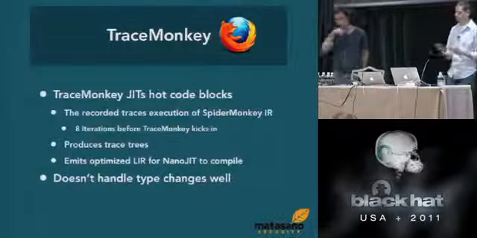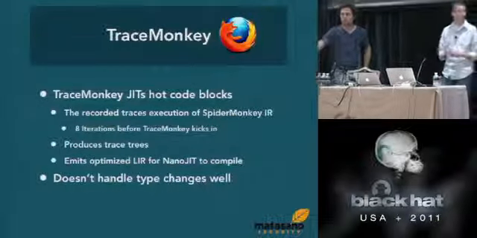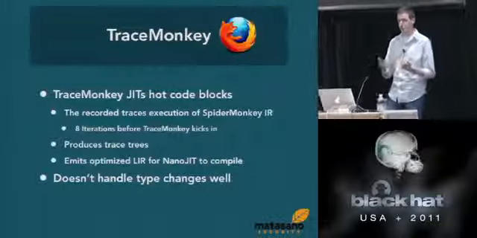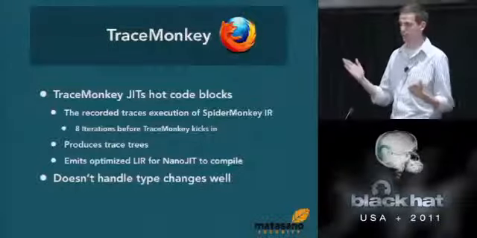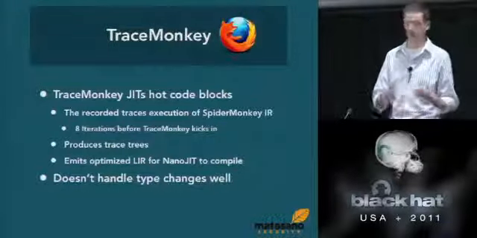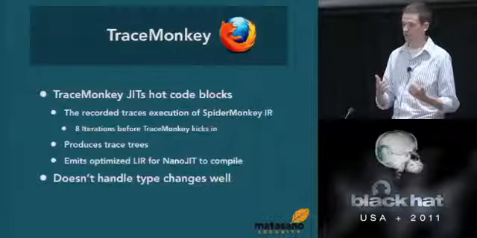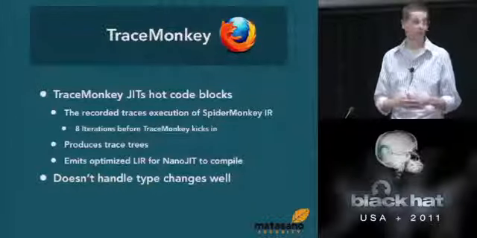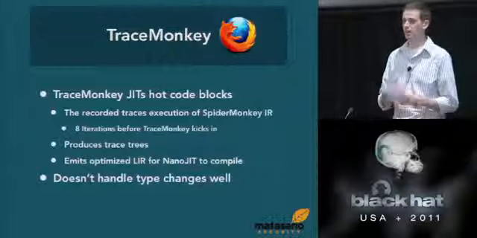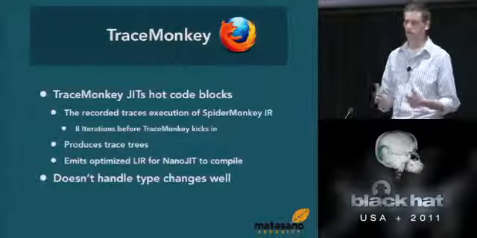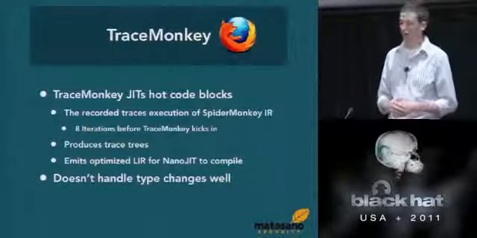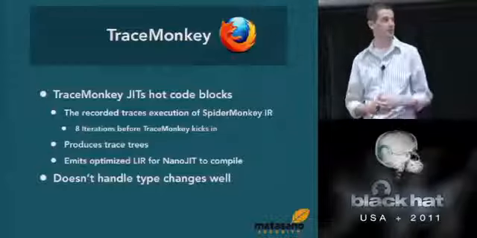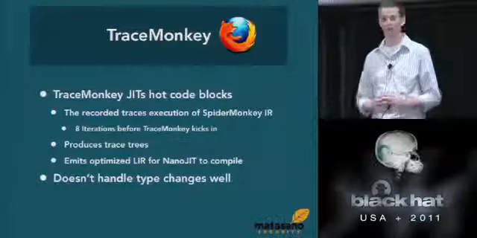TraceMonkey uses this recorder component to watch the execution of SpiderMonkey bytecode. And I believe on the 8th iteration of execution of those blocks, TraceMonkey kicks in. What it first does is produce trace trees for the various different types that this executing bytecode might encounter. Those trace trees are then used to generate another bytecode representation called LIR, which stands for low-level intermediate representation. The LIR bytecode is a lot more low-level and slim, and it's used to produce more optimized native code. That LIR is fed to the back-end NanoJIT component that's shared with the Tamarin and Flash project, and NanoJIT is what produces native code out of that bytecode.